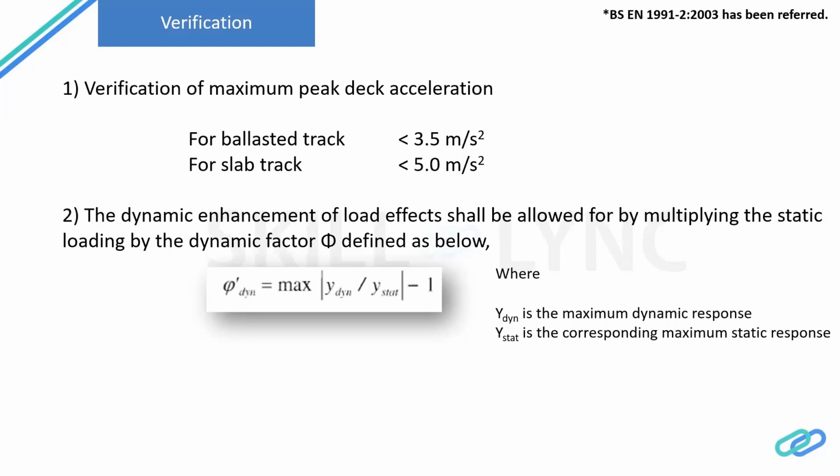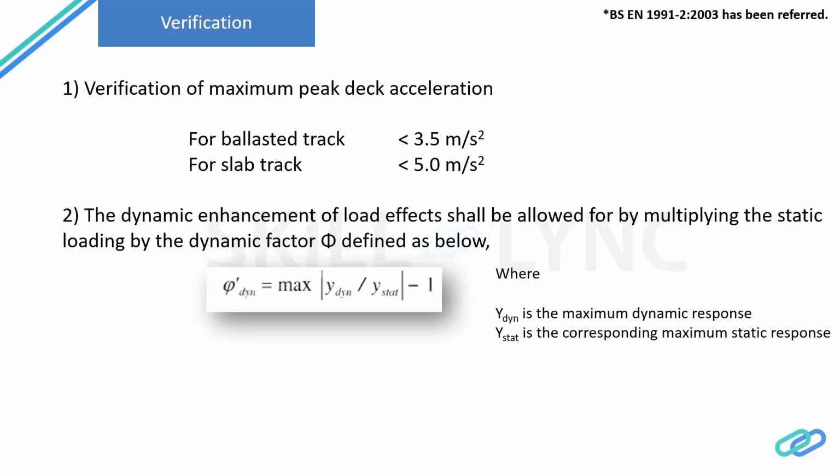There they are controlling the deck acceleration very much, to 3.5 meters per second squared. But for slab track, since there are no moving objects over the deck, no ballast or any material that can move or displace, the slab track has a less stringent value. It is 5 meters per second squared.